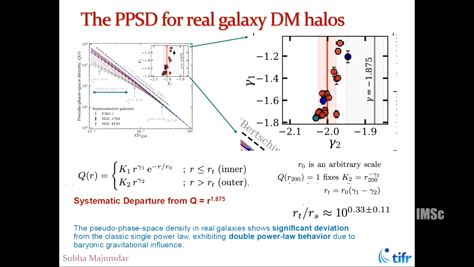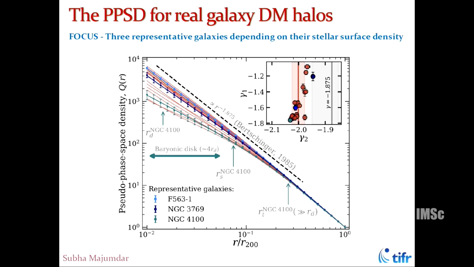A transition radius, which goes from the outer power law to the inner power law, and a systematic departure from this. Important is the systematic departure. So the pseudo phase space density of real galaxies shows significant deviation. The classic single power law is a departure to a double power law, and this is due to the baryonic influence of the galaxy.